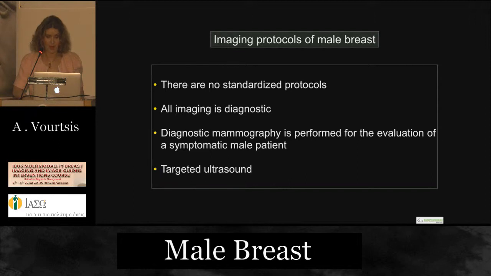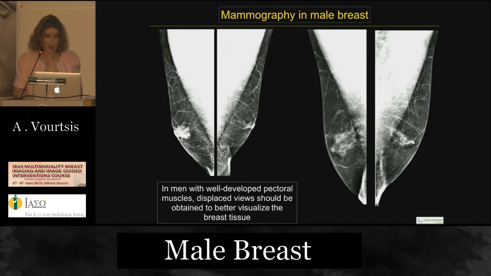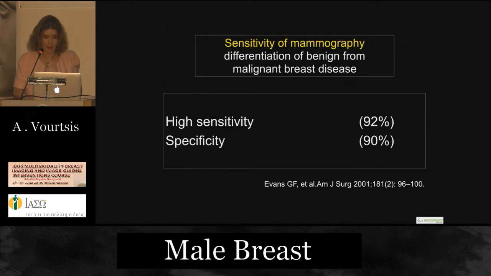There is no standardized screening protocol for men. All imaging is diagnostic, and diagnostic mammography is performed for the evaluation of a symptomatic male patient, along with targeted breast ultrasound. We perform mammography in males the same way as in females, with CC and MLO views. In men with a well-developed pectoralis muscle, we must instruct our technologists to obtain additional displaced views to better visualize the breast tissue, since the pectoralis muscle might obscure it in some cases. The sensitivity of mammography in males is quite high, reaching up to 92%, with a specificity of 90%.